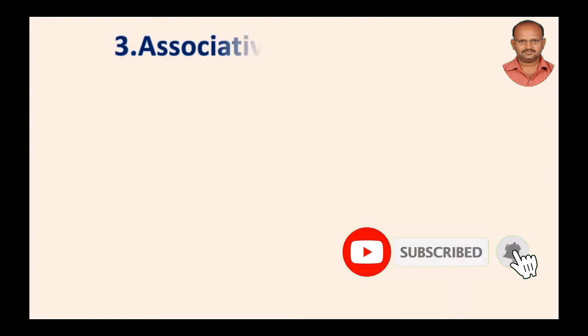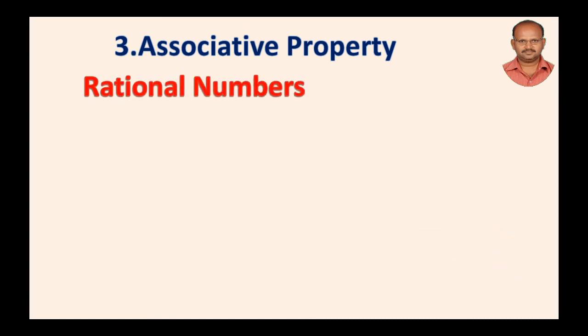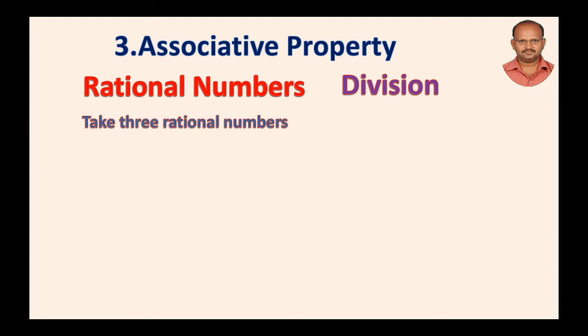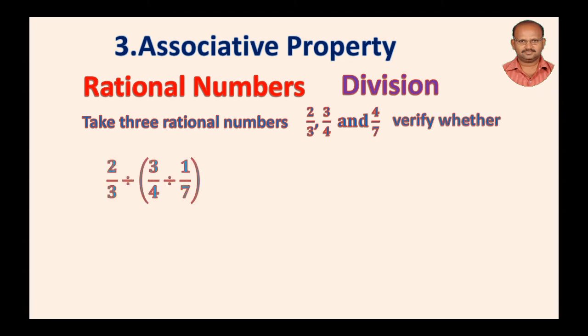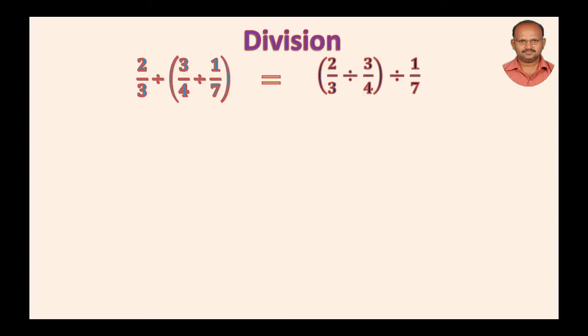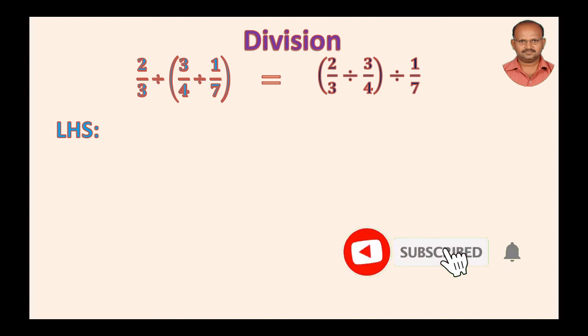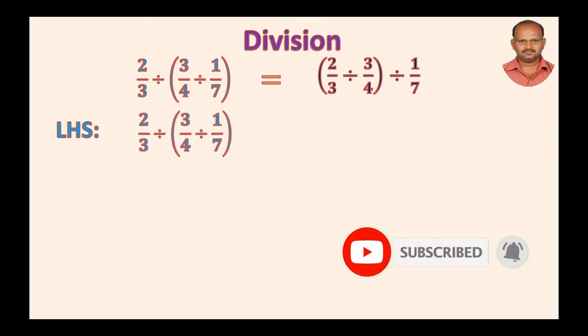Associative property of rational numbers under division. Take three rational numbers 2 by 3, 3 by 4 and 4 by 7. Verify whether both are equal or not. LHS is equal to 2 by 3 divided within brackets 3 by 4 divided 1 by 7.